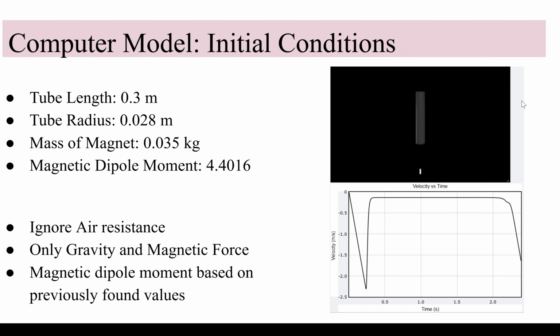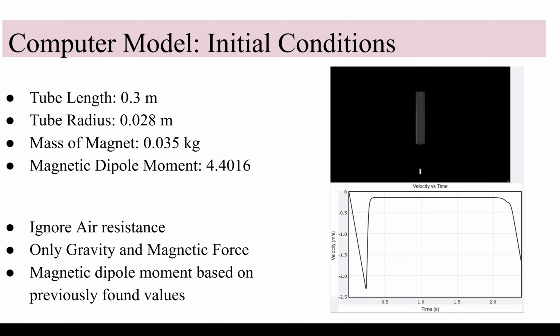The initial conditions for our computer model was what we set up next after finishing the experiment, as we found the tube length, tube radius, and the mass of the magnet in experiment 1. Here you can see that the tube length was 0.3 meters, the radius was 0.028 meters, and the mass of the magnet was 0.035 kilograms. The magnetic dipole moment of 4.4016 comes from a previous lab that we did, so it was also found experimentally.